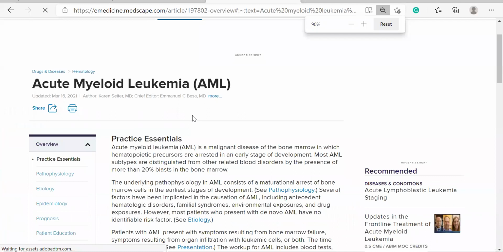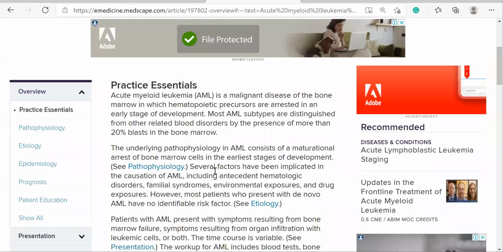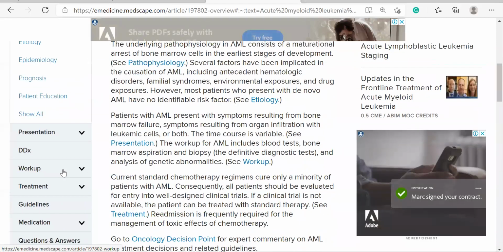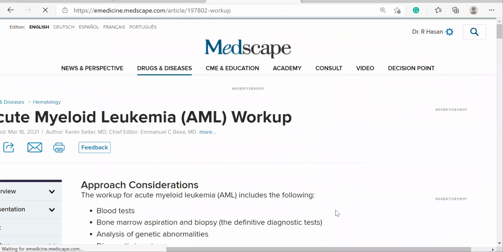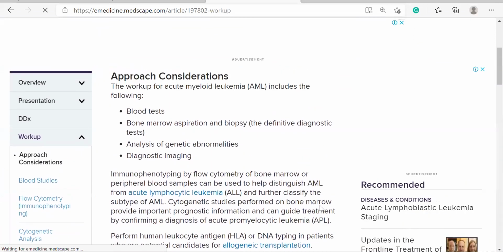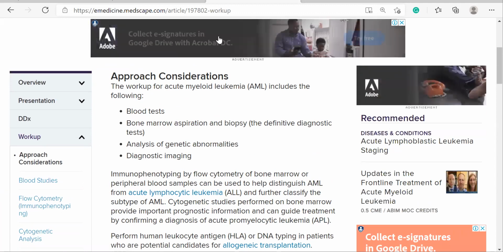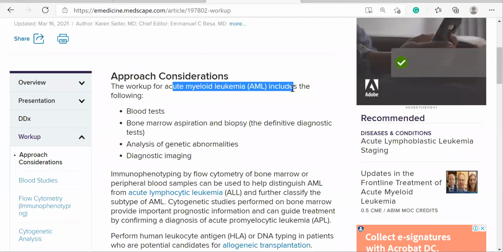So if you want to know something more about any of this, always go through eMedicine or Medscape. That will help. If you look at here, in case of approach considerations, the workup for acute myeloid leukemia includes the following.